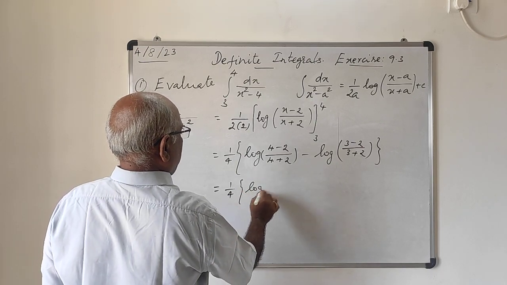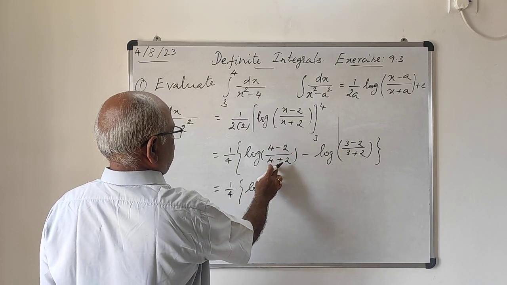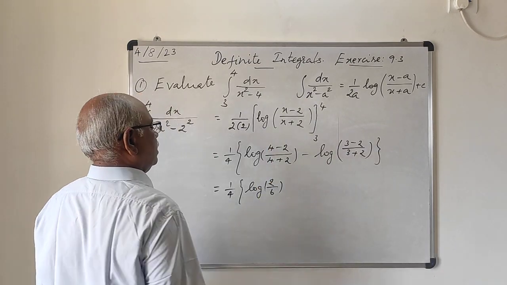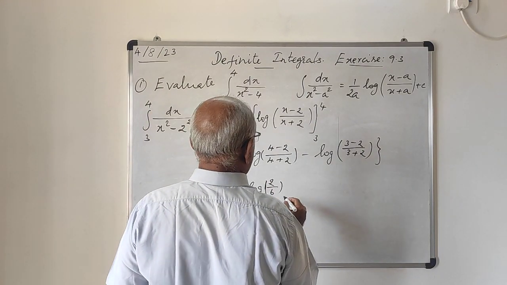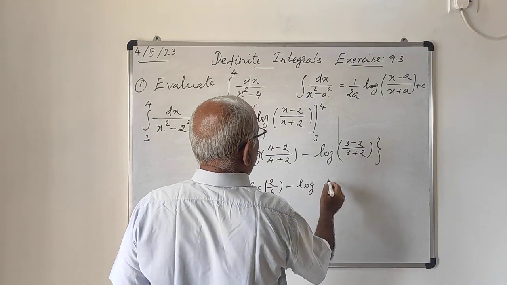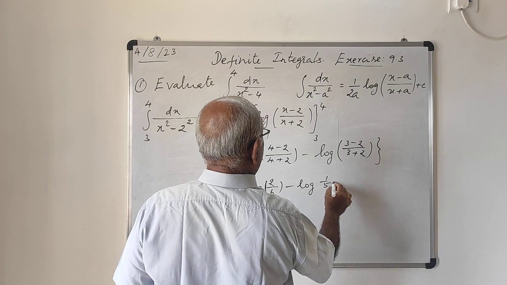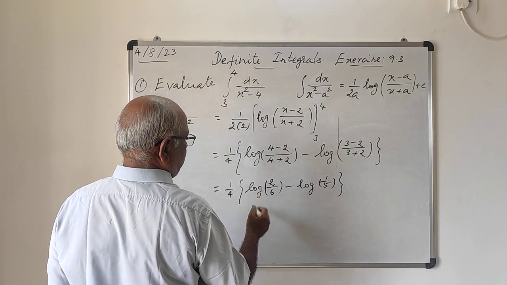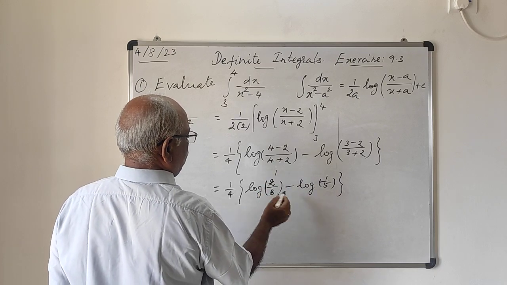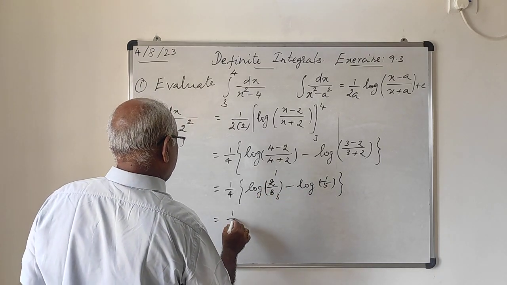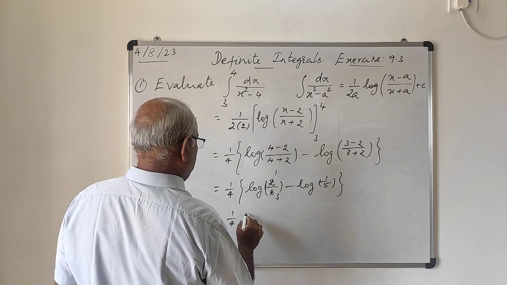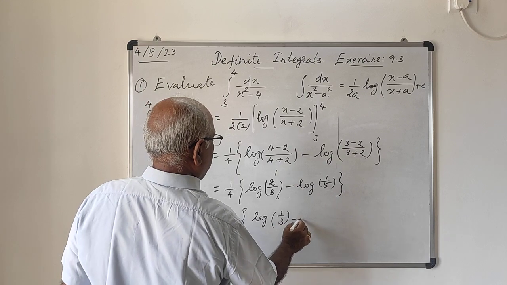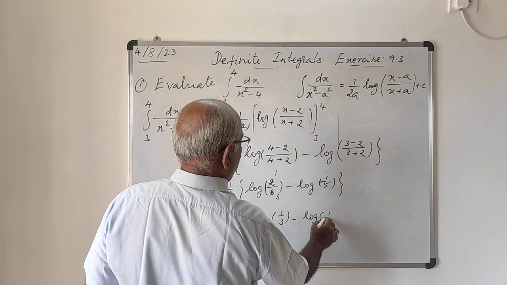So that is equal to 1 by 4 into log of 2 by 6 minus log of 1 by 5. This 2 by 6 you can simplify as 1 by 3. Therefore, this is equal to 1 by 4 into log of 1 by 3 minus log of 1 by 5.